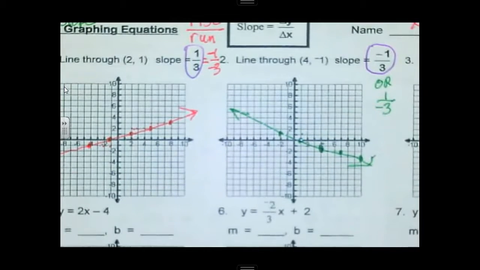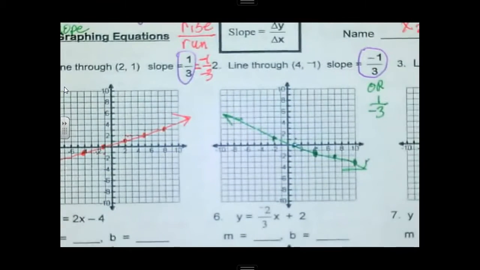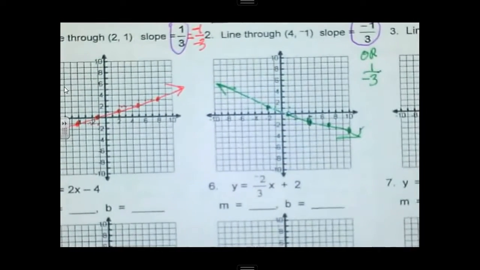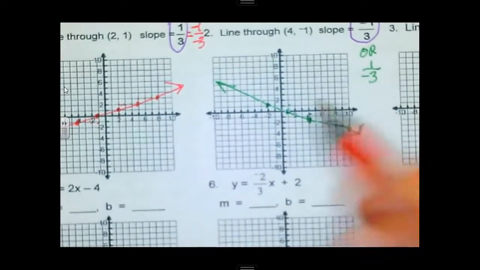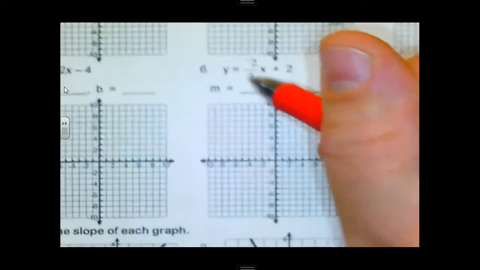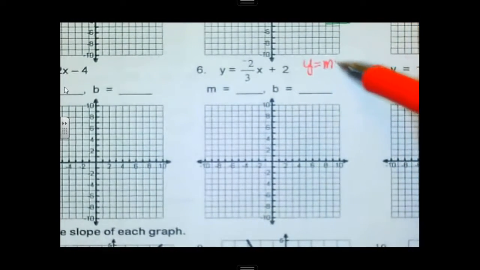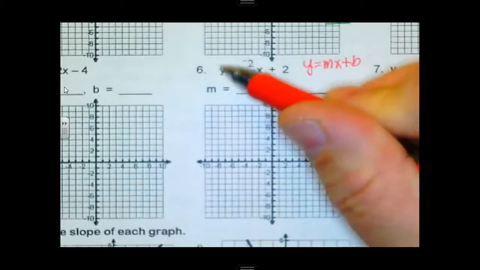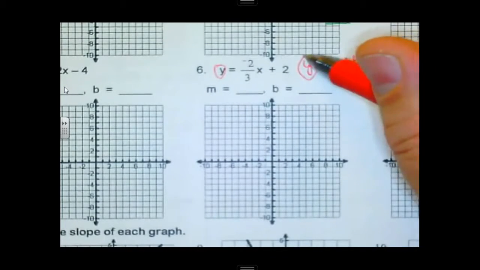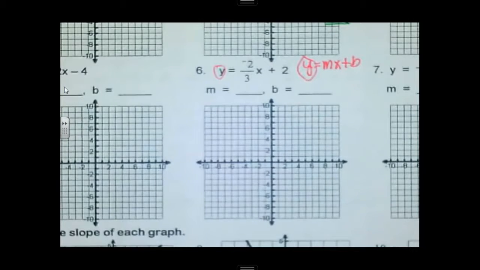Okay. Let's do some trickier ones. How about number 6? What's my slope? Now remember, this is in y equals mx plus b form. Whenever you have the y solved for, I can easily read my slope. What's my slope, Dewey?